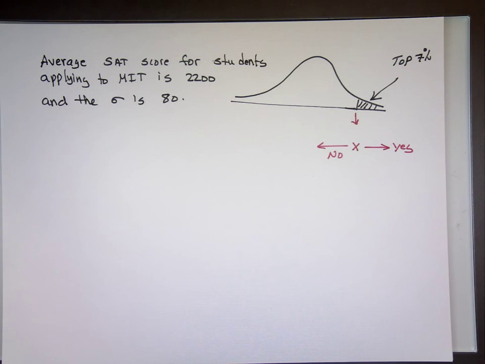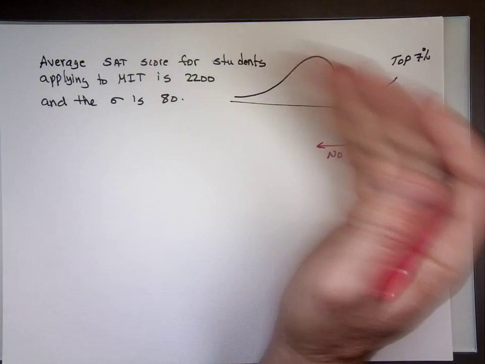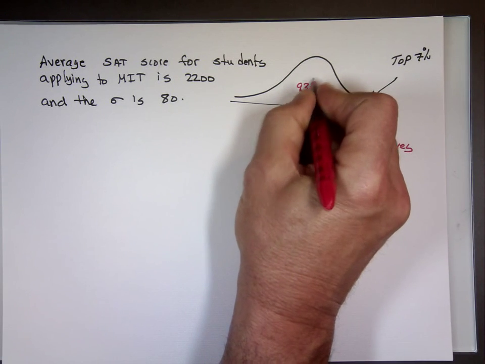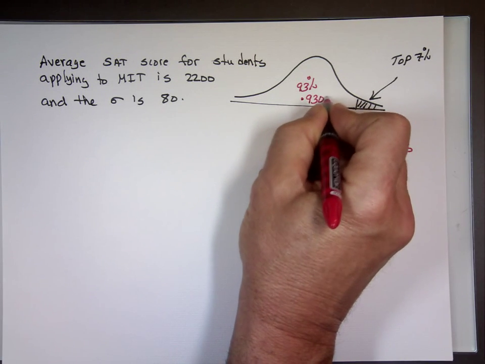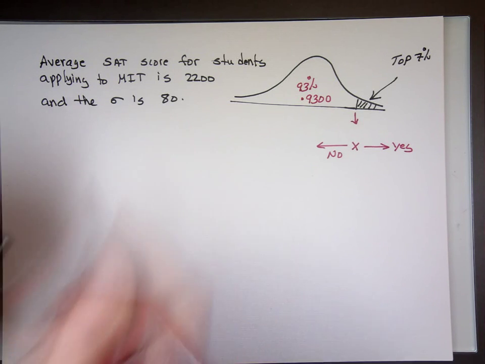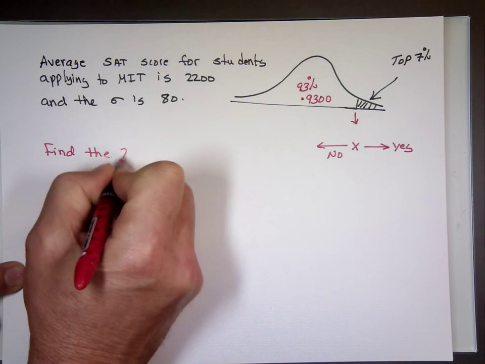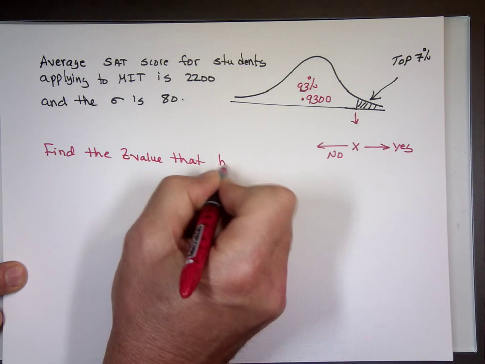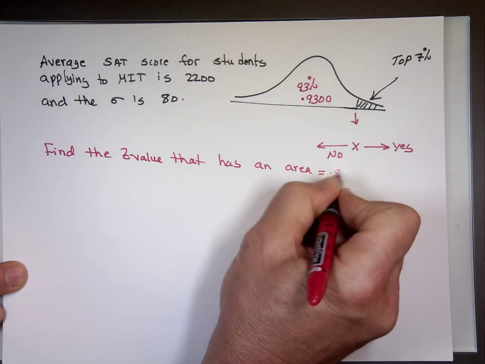So if they're accepting 7% of the students, that means the area to the left is the rejection. What percent of the students are being rejected from MIT? 93% of the students will be rejected. That's 0.9300. So let's find the Z value that has an area equal to 0.9300 to the left of it.